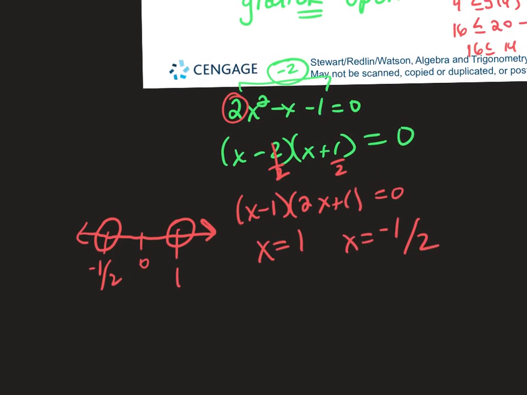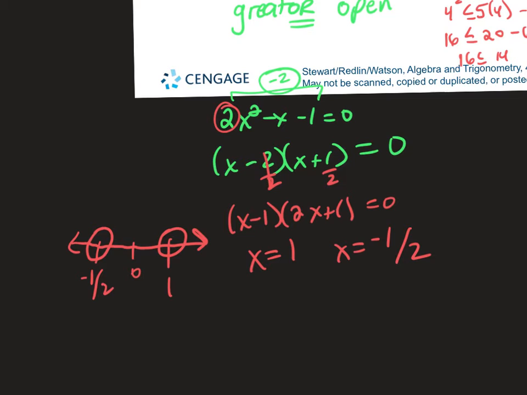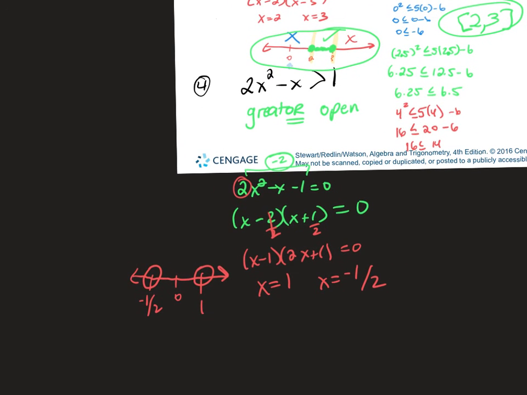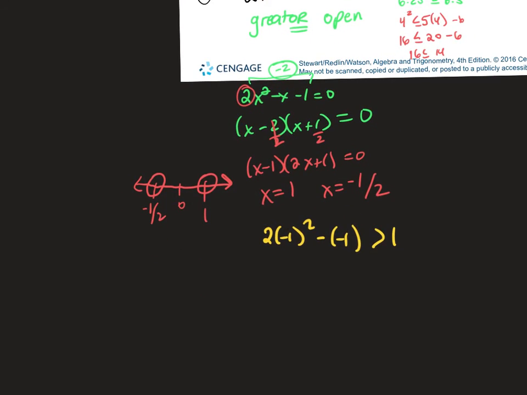But good. Now, guys, we got to pick numbers to the left, to the right, and in the middle. So what is the number that's to the left of negative 1/2? Okay, negative 1. So go back to your original. I'm going to say 2 times negative 1 squared minus negative 1. Is that greater than 1? Negative 1 squared is 1. 2 times 1 is 2. Minus the negative is a plus. So is 3 greater than 1? Yes. Okay, so over here, that side works.